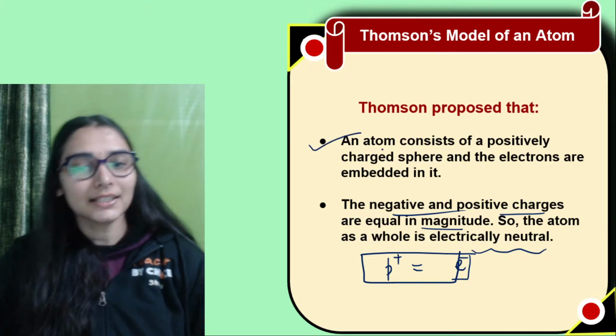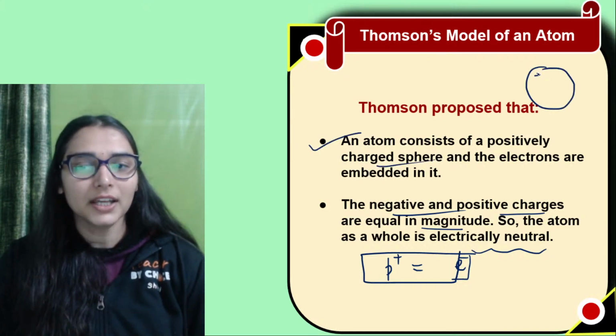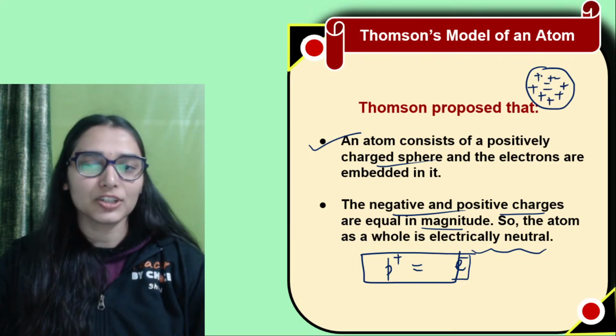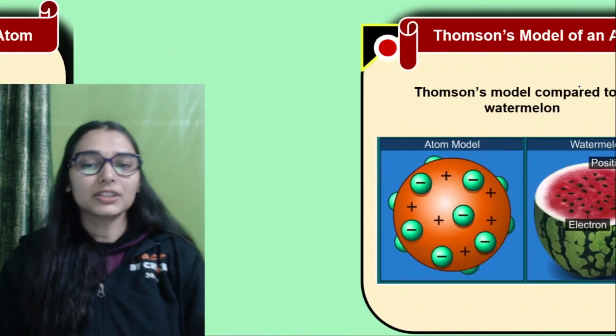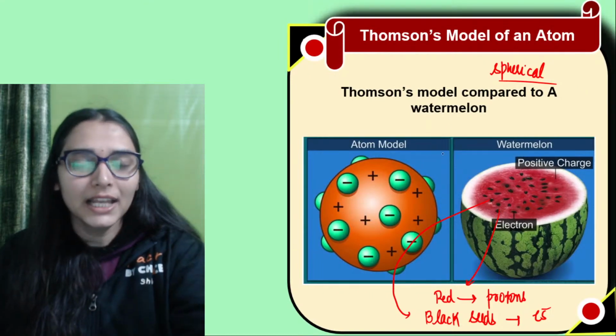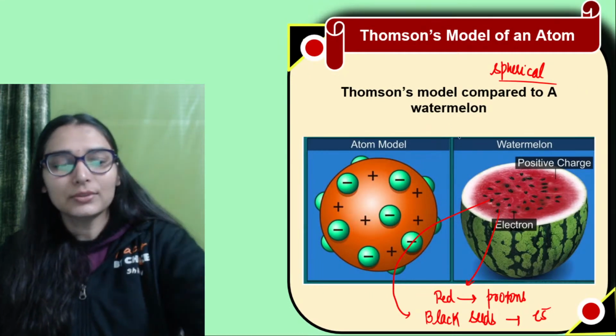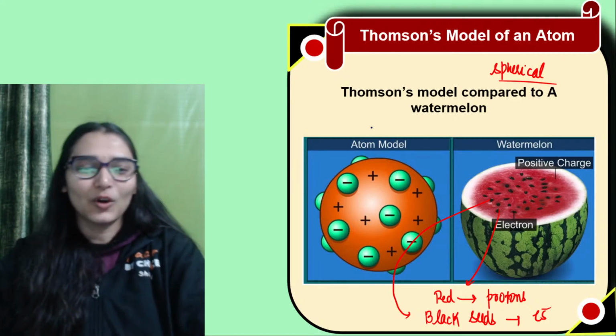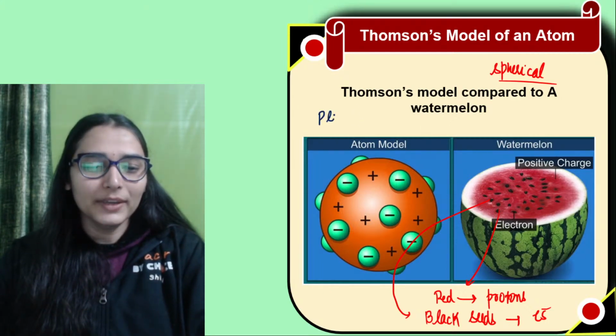So the atom consists of a positively charged sphere, and electrons are embedded over it, just like in a watermelon. So this is also known as the watermelon model. There is another name for this model, can you tell me? Plum pudding model, right? So I guess you all know it.